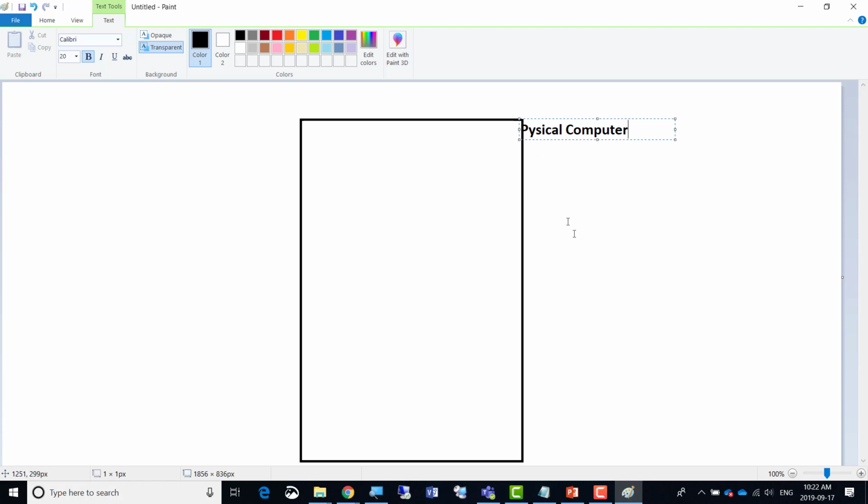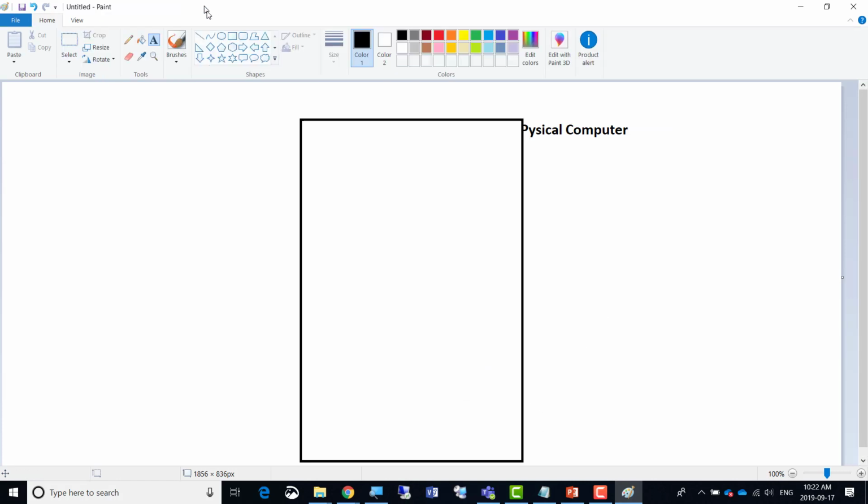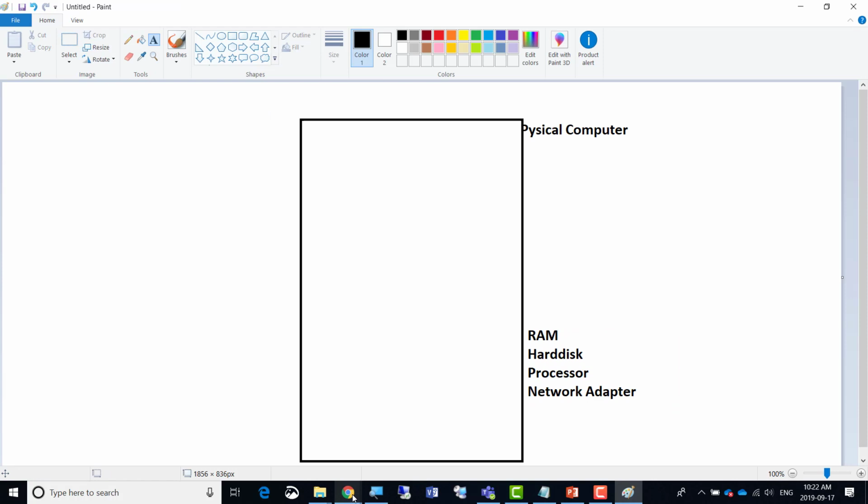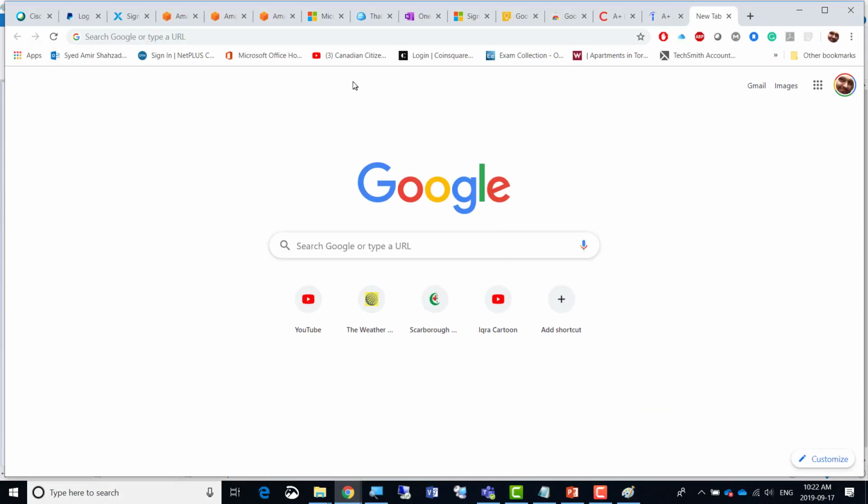Okay, so is that correct? Just kidding. So yeah, physical computer, and then there is that RAM. I'll correct that. And then there is that hard disk, and then there is that processor, and then network card. Well, we say card or adapter as well. So what are these guys doing together? It's always better to have a picture when we're talking about some things.